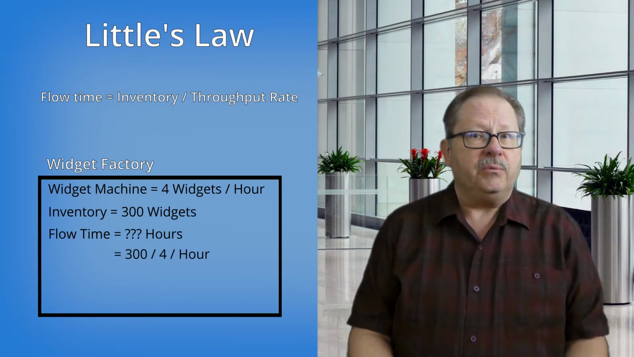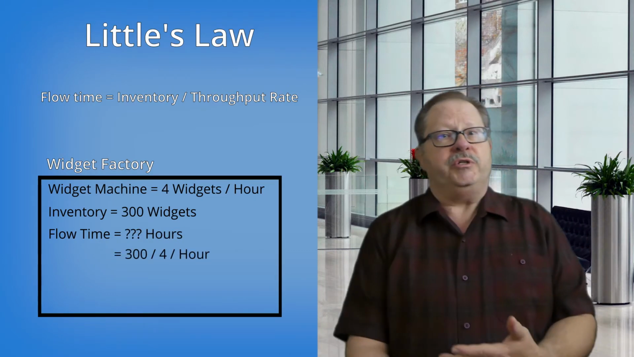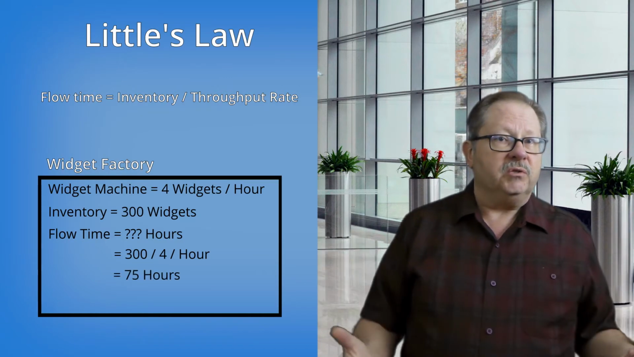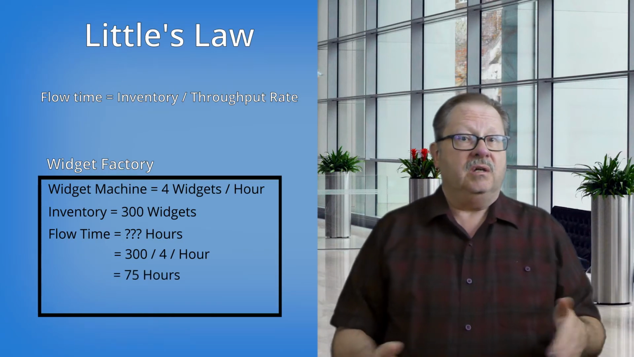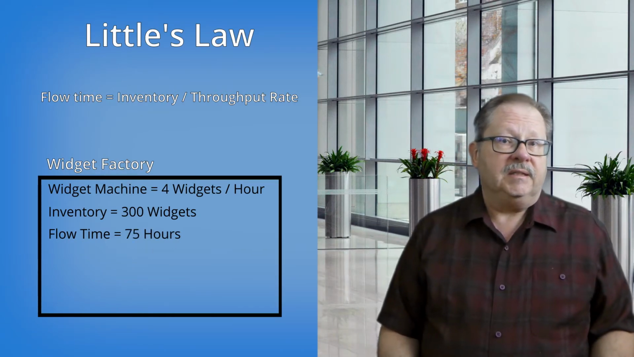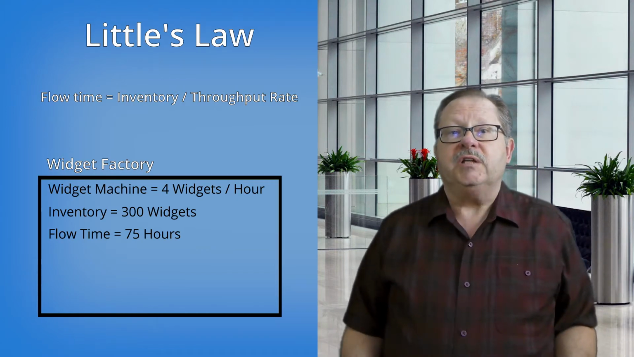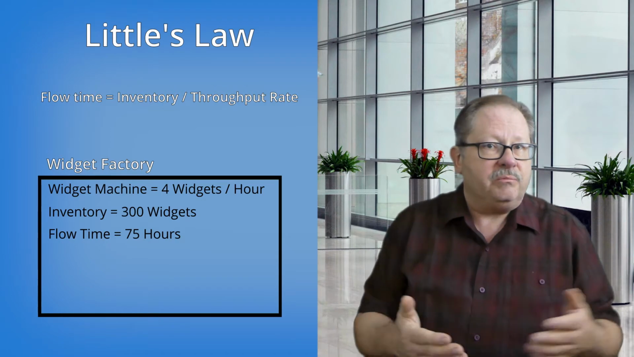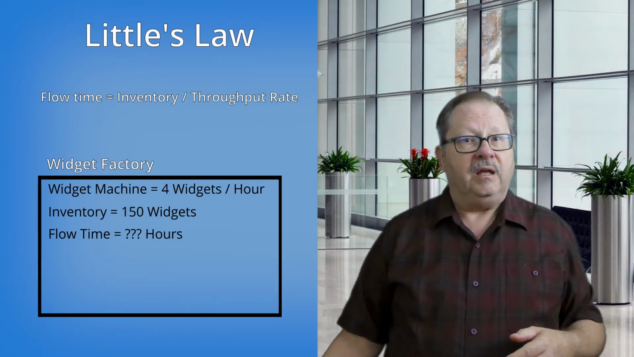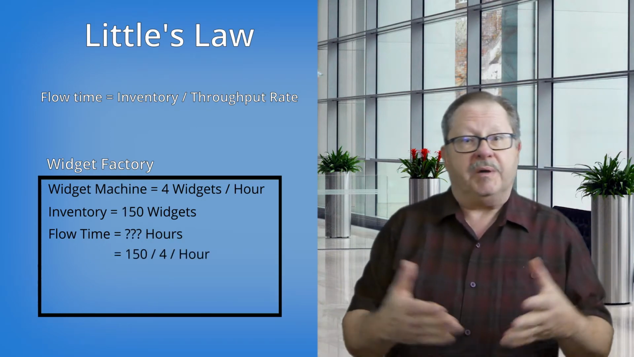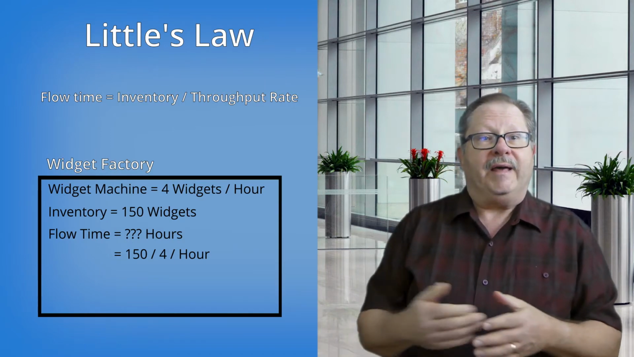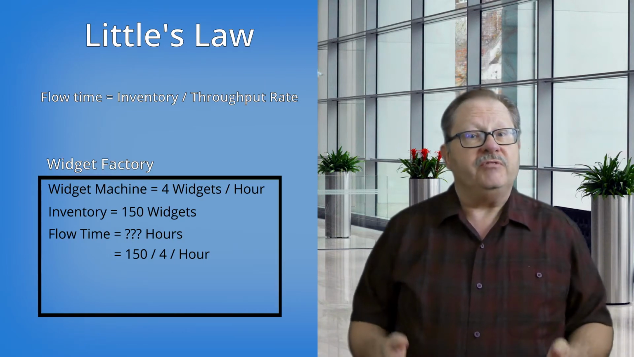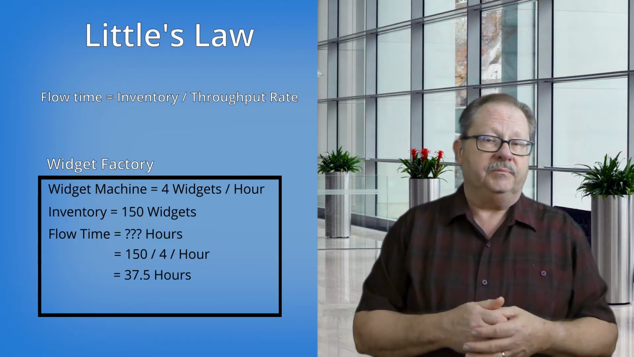Now we have 300 widgets in inventory divided by 4 widgets per hour, leading to a flow time of only 75 hours. We've cut it in half. Second, we can alter the flow time by reducing inventory. Instead of 300 widgets in inventory, let's say we have 150. Divide 150 widgets by 4 widgets per hour. That leads to a respectable flow time of just a single work week.